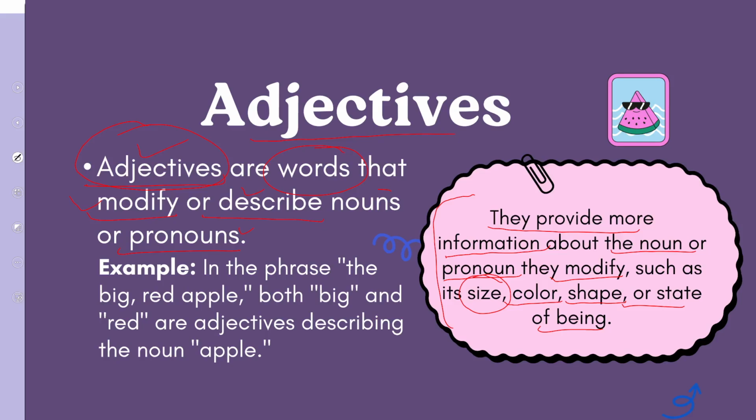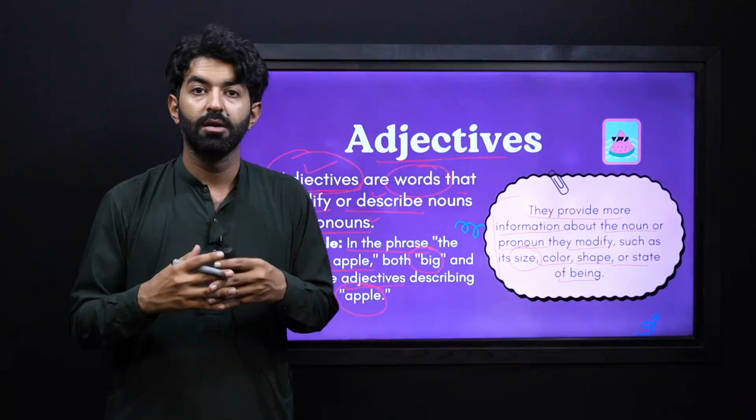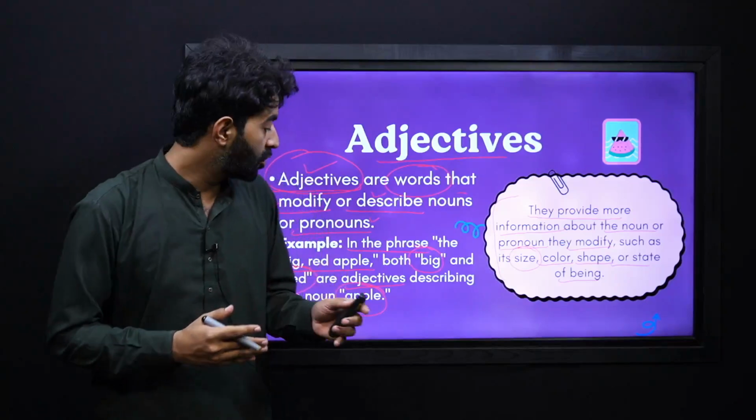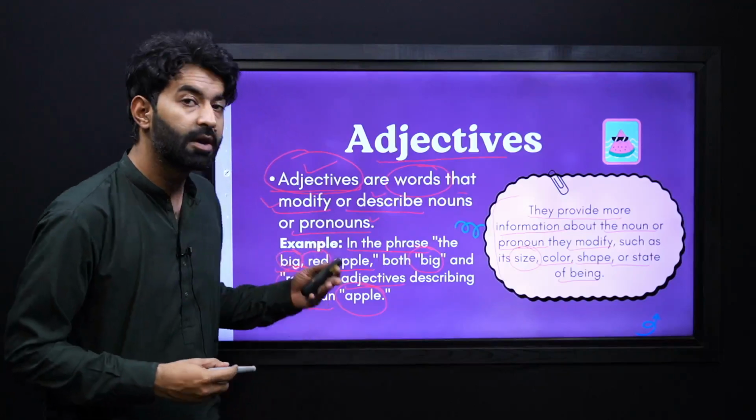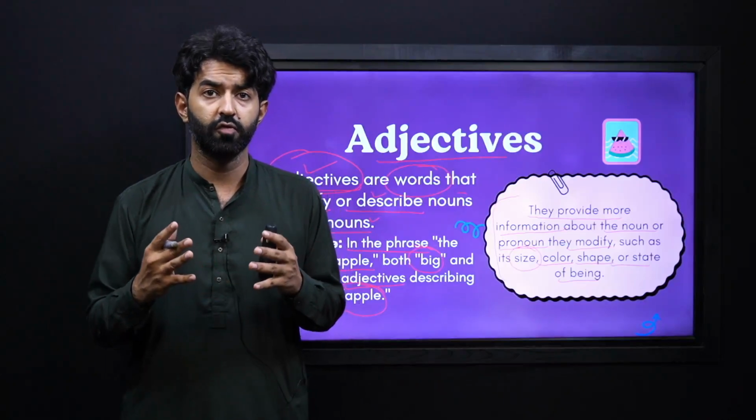And let's look at an example over here. In the phrase, the big red apple, both big and red are adjectives describing the noun apple. Our noun is apple, and you can see two words coming before our noun which are nothing new, but they are adding to your noun. So the big red, these are describing our noun. So you have an idea of how adjectives work.